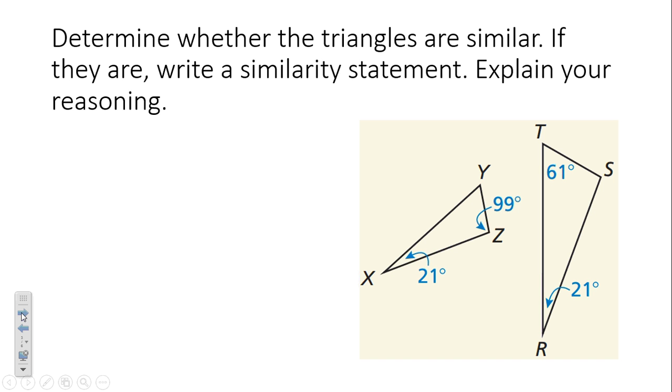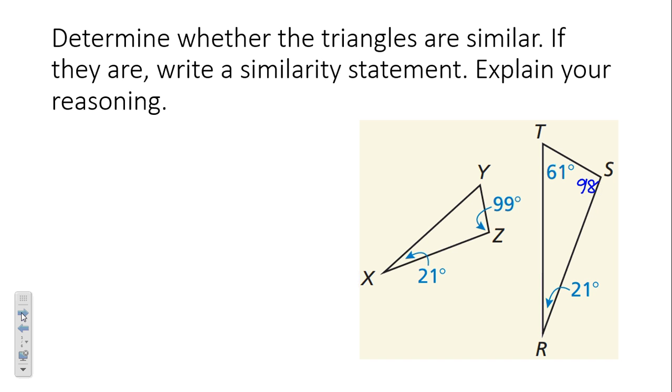Okay, so I see two angles that are congruent. I see a 21 and a 21. Okay, so we have to get another pair of angles that are congruent. And Braxton's shaking his head no as well. Good. Why are we saying no? Because S is equal to what, Braxton? And 98 doesn't cut it. 98 is not 99. Okay?